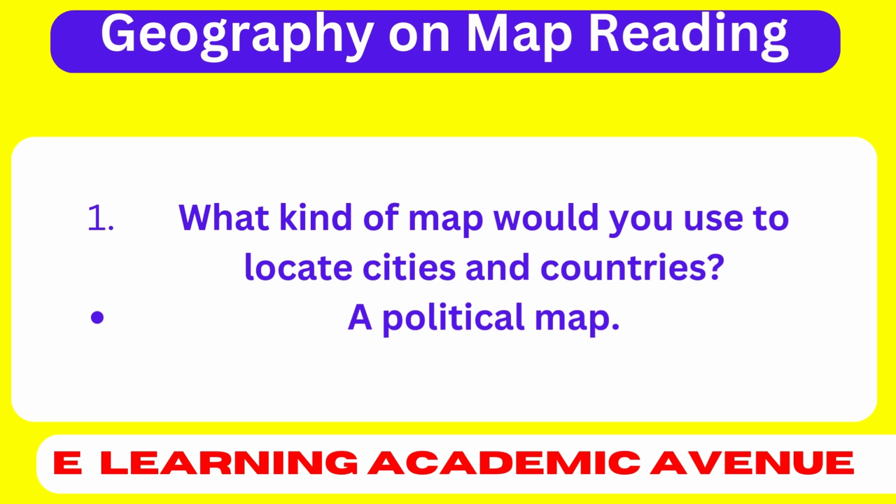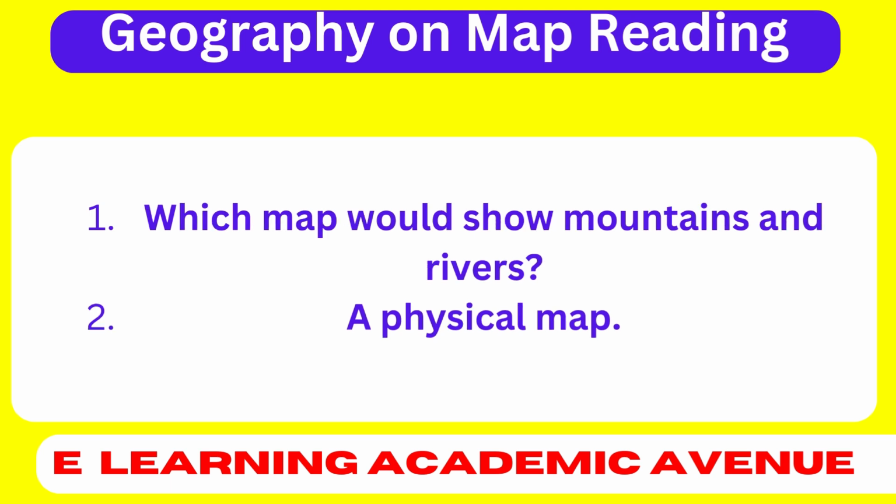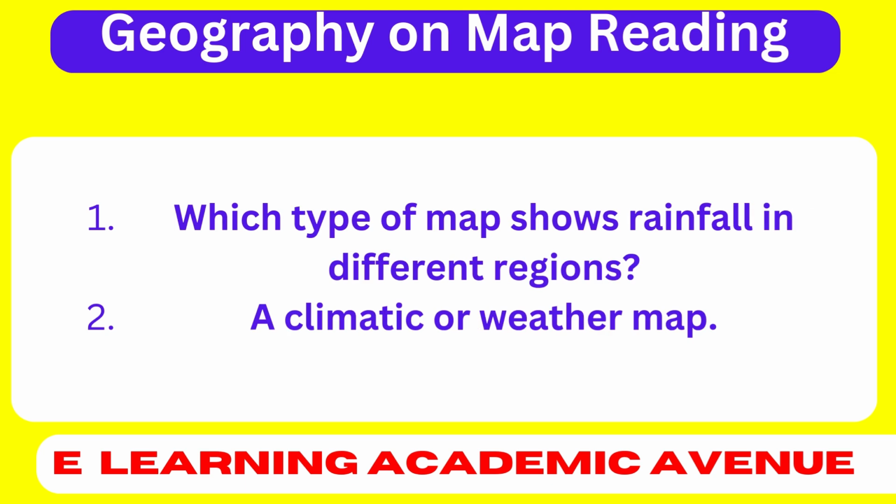Different types of maps and their uses. Question 81. Which map is used to locate cities and countries? A political map. Question 82. Which map would show mountains and rivers? A physical map. Question 83. Which type of map shows rainfall in different regions? A climatic or weather map.